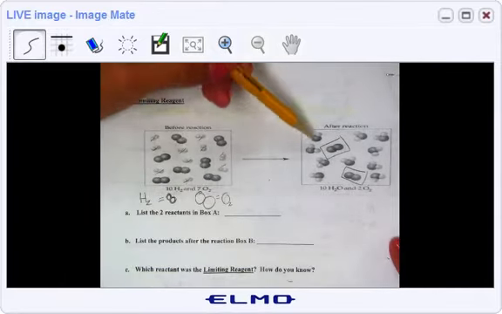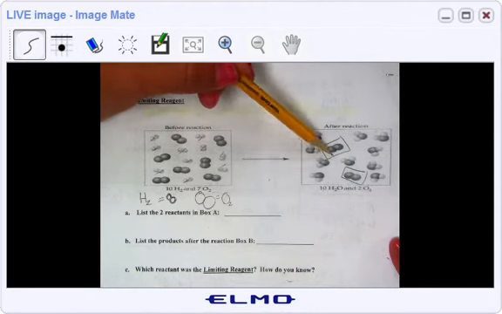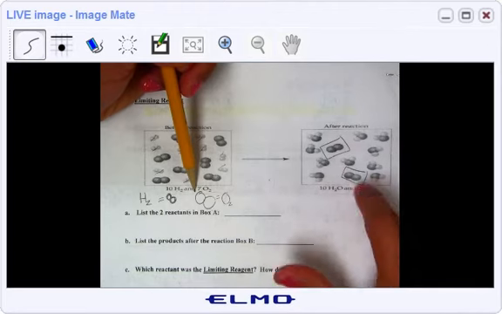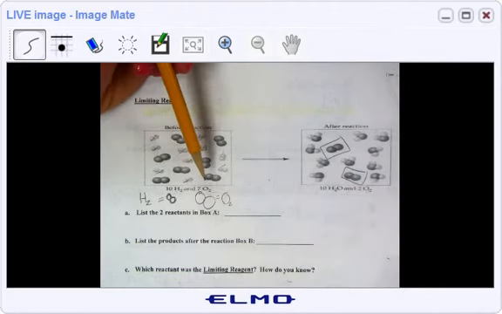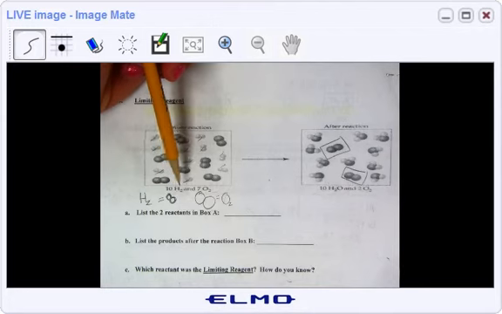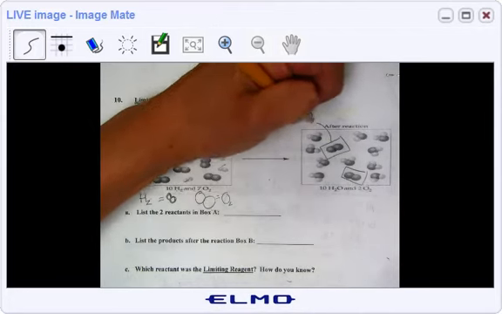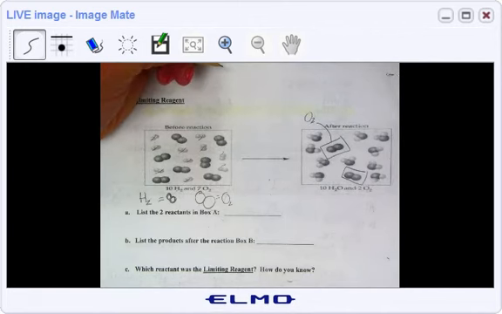After the reaction, we have 2 molecules left over. According to what we just figured out over here, what are these 2 molecules? Is it oxygen or is it hydrogen? It's going to be oxygen. So there's leftover oxygen ready to continue the reaction.